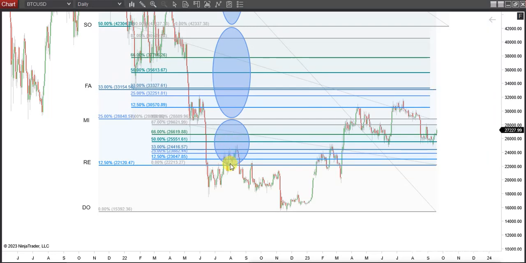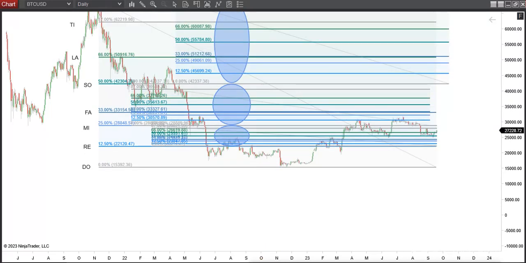So you can take a look at these levels here and see how the market reacted trading around those various levels. I'm not going to go into detail on that. I'll let you take a look. There's one other point I want to make.